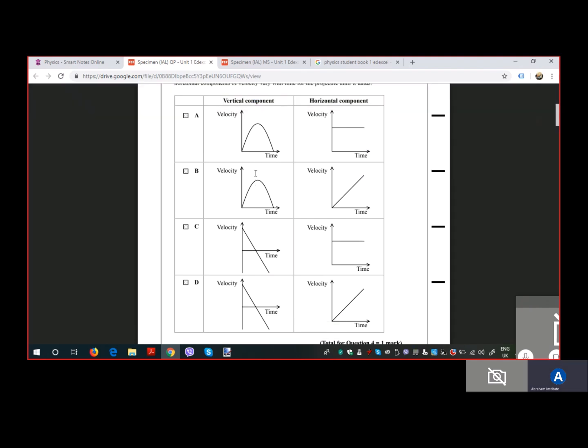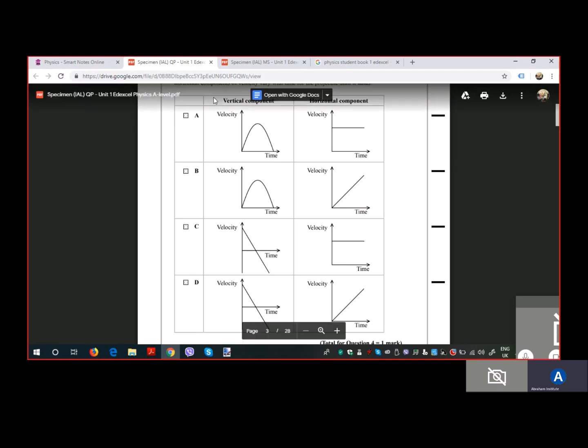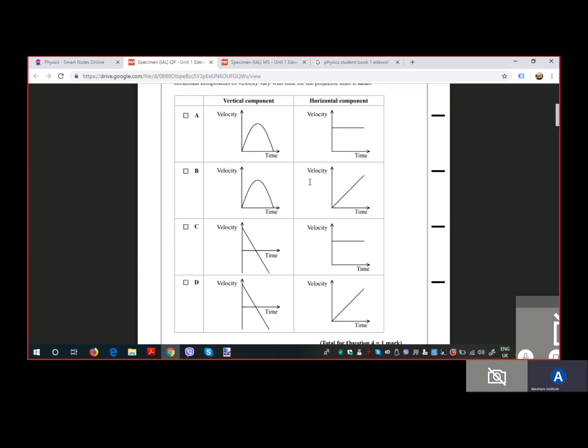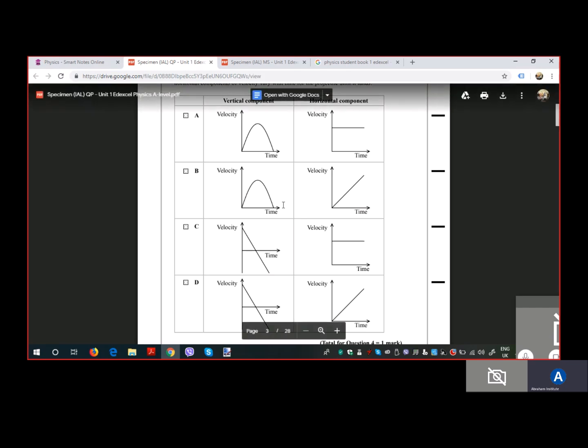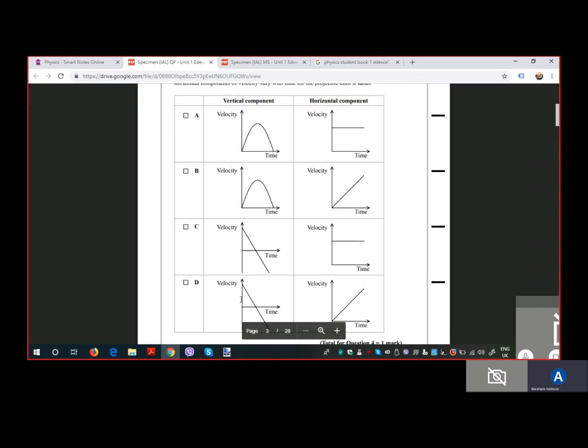The projectile, if you consider the vertical component, in the beginning the velocity is up, and then afterwards it is down. Is that clear? Okay. But the gradient is constant, the acceleration is constant, so it has to be either C or D. Do you get it? Because the gradient is the acceleration.